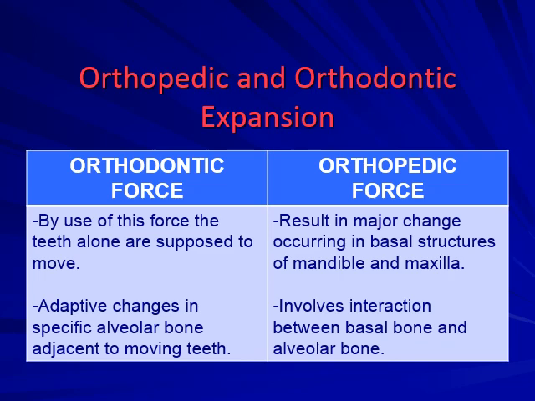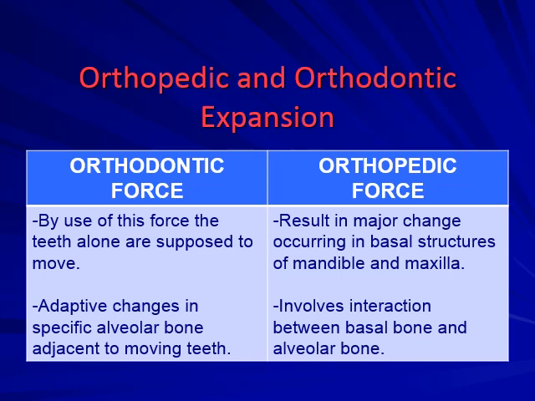When we compare the orthopedic and the orthodontic expansion, we find that in orthodontic expansion the force is mainly directed at the teeth only. That means the effect is a dental effect only. There are also some tissue changes or adaptive changes that take place in the alveolar bone and the surrounding and moving teeth.